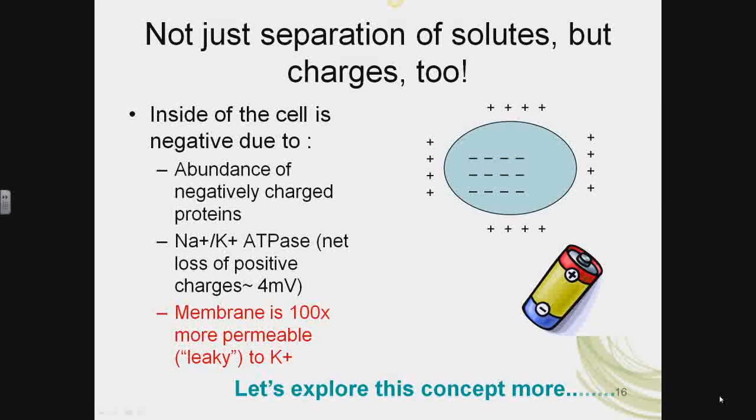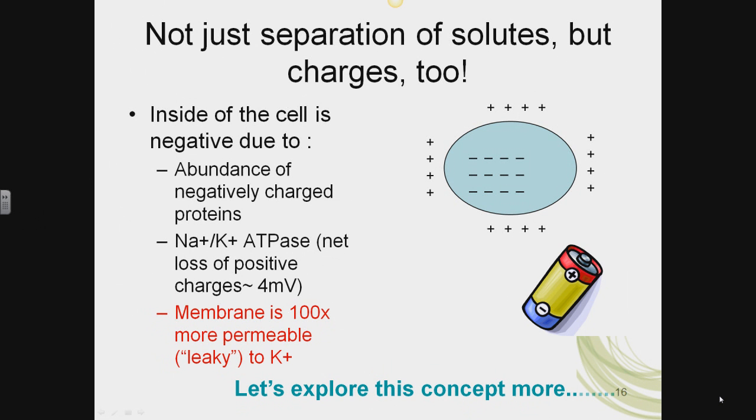Ask yourself, 3 to 2. Is this equal exchange of a chemical? No. 3 sodium out, 2 potassium in. Ask yourself again, is this an equal exchange of charges? No. 3 positive charges leave for every 2 positive charges coming in. That's a net loss of a positive charge. Therefore, the inside of the cell is becoming more negative thanks to this ATPase. We say it is electrogenic.